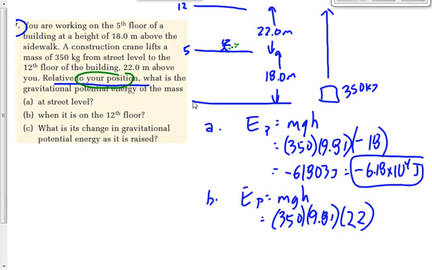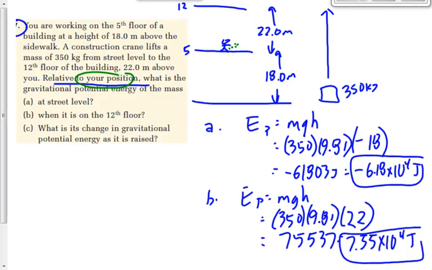What do we get for that one? Multiply those three together. 75537, which is 7.55 times 10 to the 4 joules. Notice it's a positive value this time because we're above my reference point.